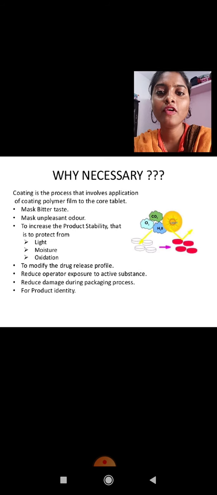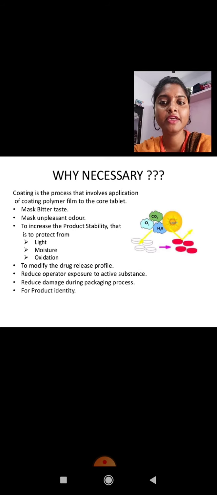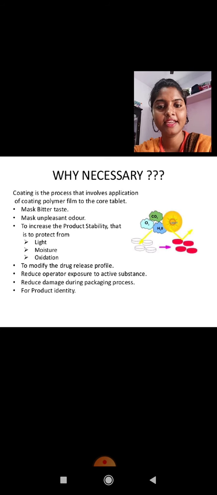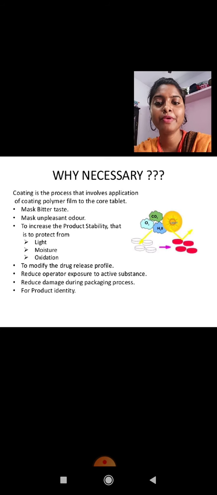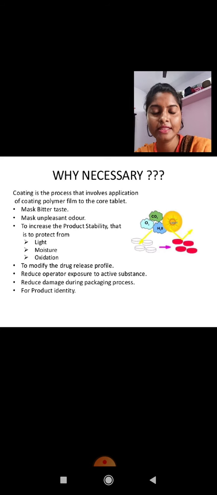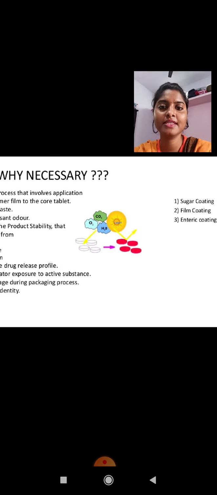And what is the necessity of tablet coating? To mask bitter taste, to mask unpleasant odor, to increase the product stability from light, moisture and oxidation, to modify the drug release profile, to reduce operator exposure to active substance, to reduce the damage during the packaging process, and also for product identity. Okay, this is why tablet coating is necessary.